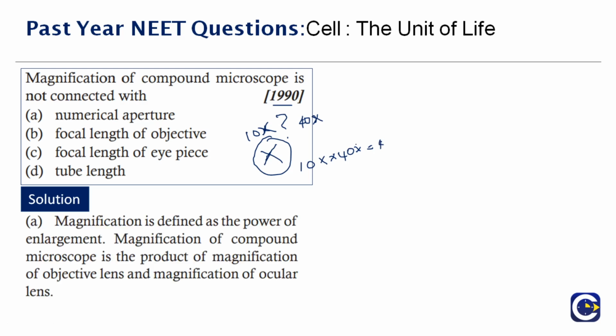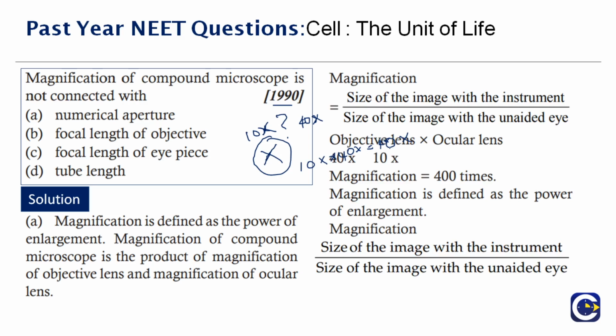Magnification of a compound microscope is the power of enlargement. As I already said, you will enlarge things and view them under the microscope. Magnification of a compound microscope is a product of the magnification of the objective lens and the ocular lens. I gave you an example also. You will multiply both and you will get the exact view of a compound microscope. Therefore, the correct answer to this question is option.